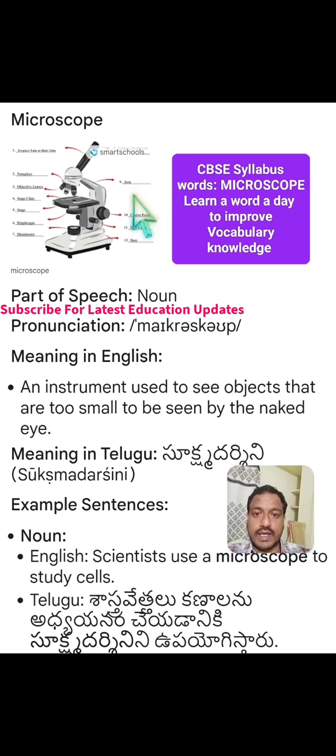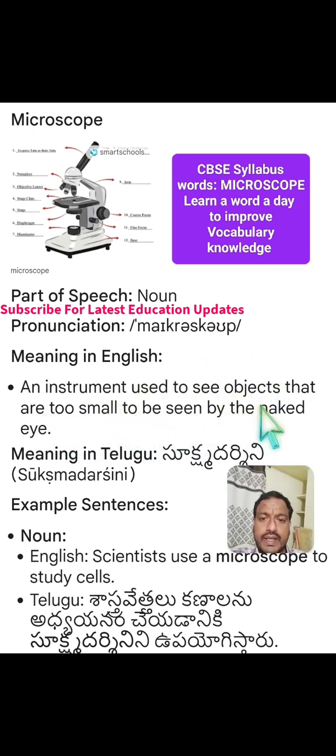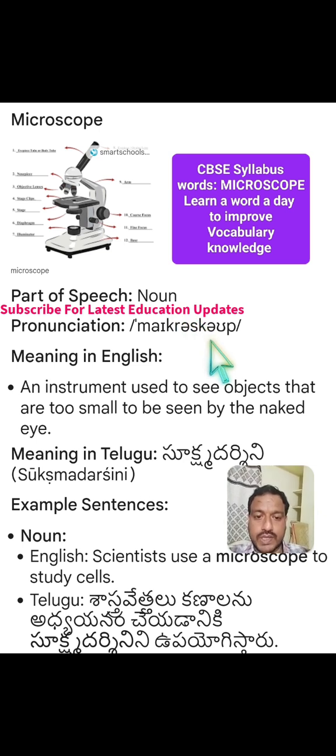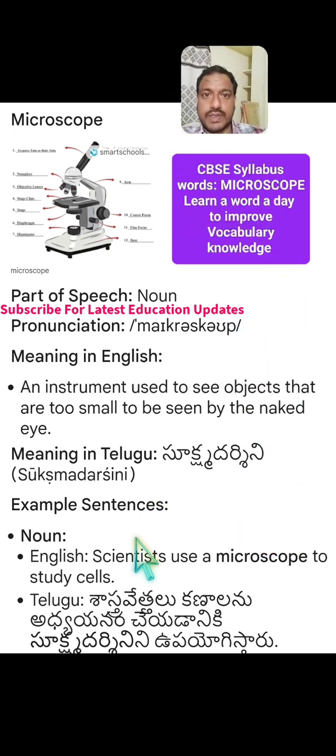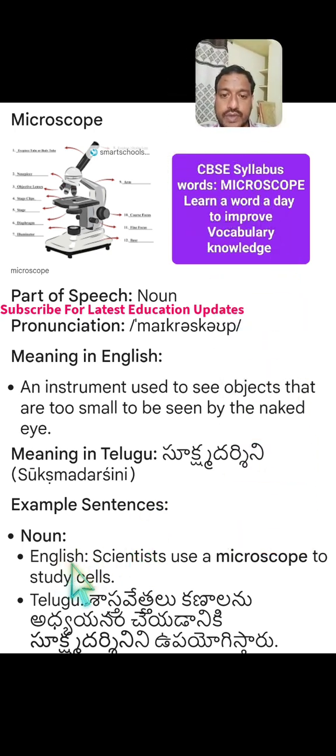So what does the word mean? It is an instrument used to see objects that are too small to be seen by the naked eye. In Telugu, simply called Sukshma Darshini. It's a noun, having the pronunciation microscope. Microscope. Listen to the pronunciation again. Microscope.